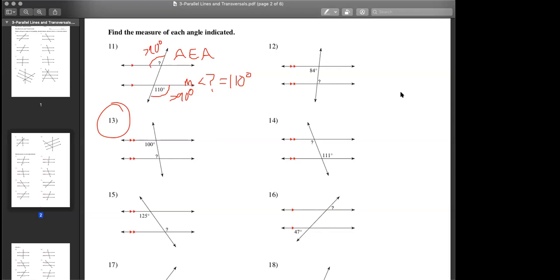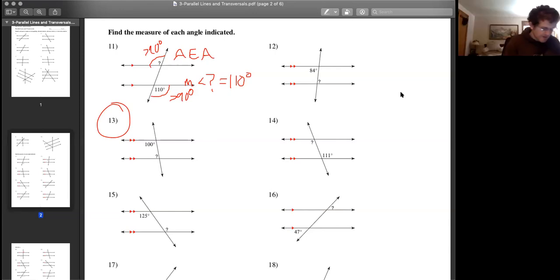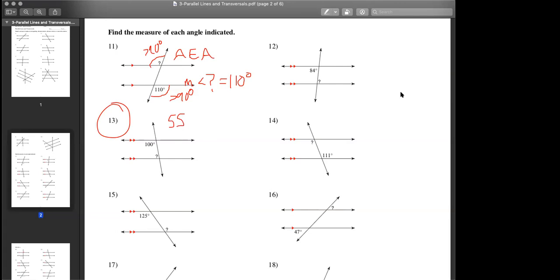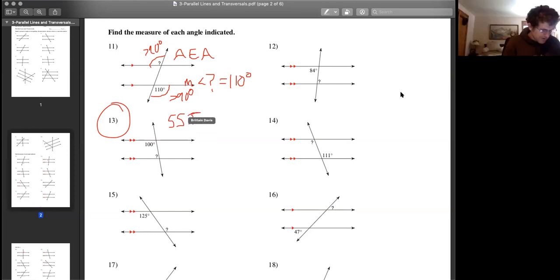Same side. Same side. The interior or exterior? Interior. You got it. So now we've got same side interior angles.